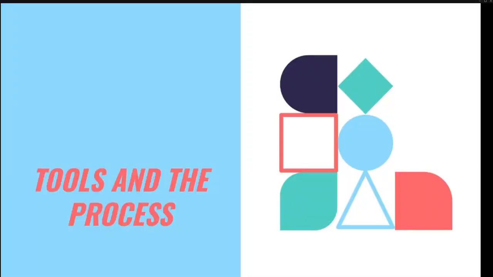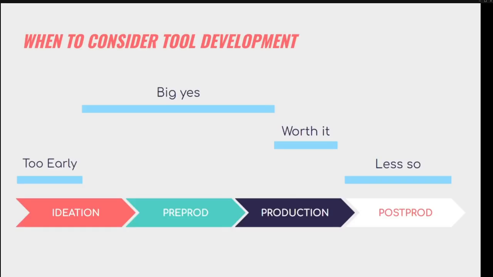So, speaking of production, how do tools fit into the process? Usually there are points where you're going to be thinking about tools. If we divide the game development process into ideation, pre-production, production, and post-production, there are going to be times where making tools is much more valuable than others. Early in ideation, if you start thinking I'm going to start building all of these tools, you might be jumping the gun.